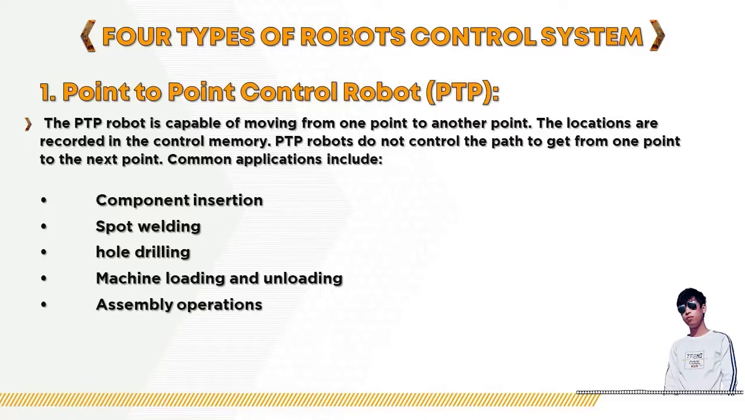Now, we will discuss the four types of robot control systems. First is the point-to-point control robot or the PTP. The PTP robot is capable of moving from one point to another point. The locations are recorded in the control memory. PTP robots do not control the path to get from one point to the next point. Common applications include component insertion, spot welding, hole drilling, machine loading and unloading, and assembly operations.